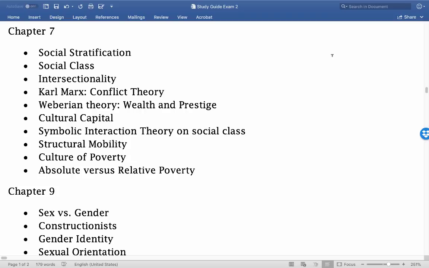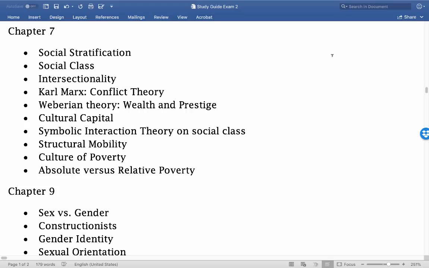Karl Marx, right, when he was arguing through conflict theory, was that there's two main social classes in capitalist societies that remain divided, and as a result, social inequality grows. Weber kind of built upon this, saying that it wasn't just about the people who own the means of production, right, the capitalist class, but another way people could gain a higher class status was by wealth and prestige.